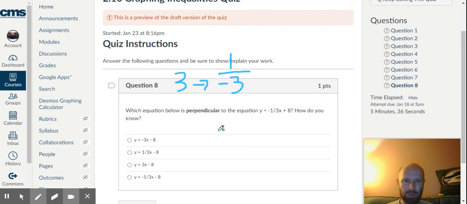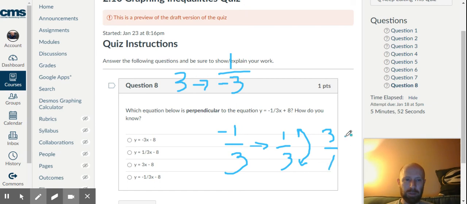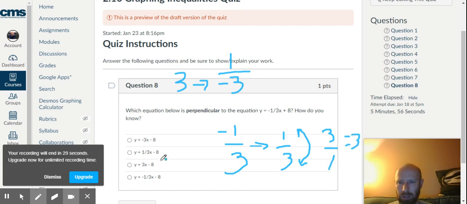Here we have negative 1/3. So we're going to go the opposite way. It's opposite reciprocal. So the opposite of negative 1/3 would be positive 1/3. And then reciprocal means we are going to flip our answer. So that means we're going to have 3 over 1, and any number divided by 1 is itself, which would be 3. So we need a slope of 3. The slope of 3 is right here, and there is your answer.